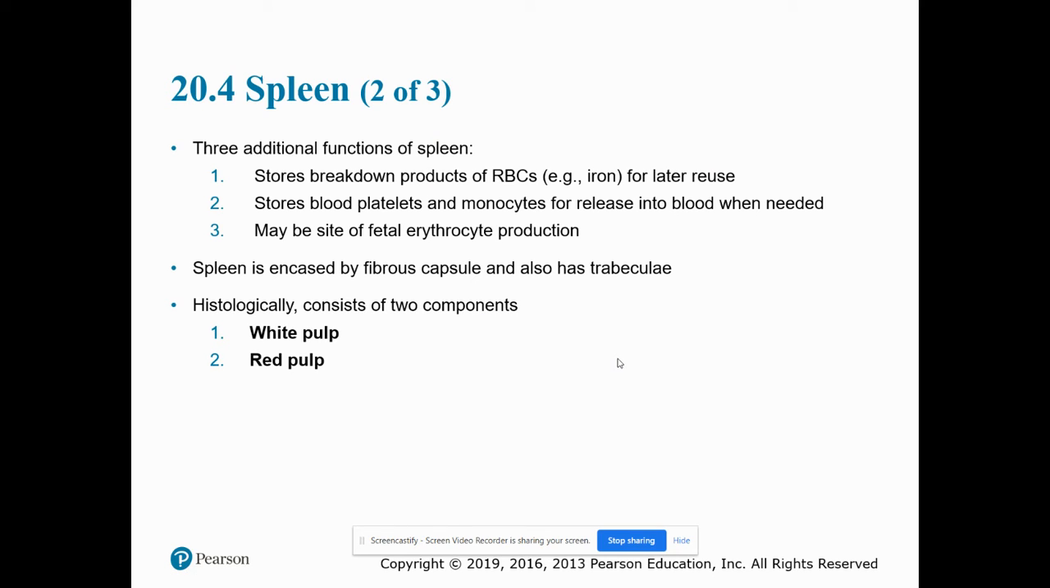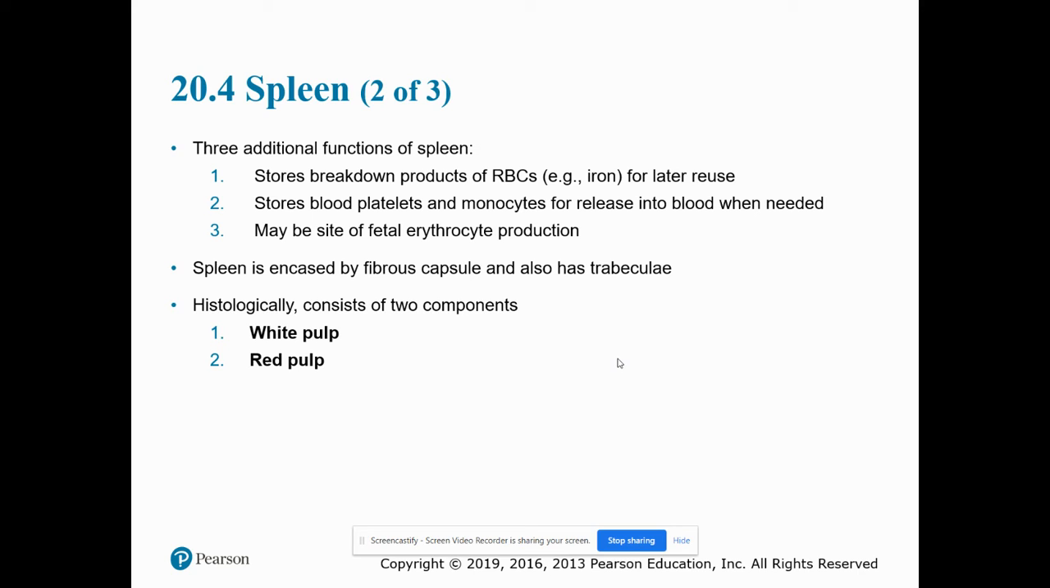There are 3 additional functions of the spleen. One is to store breakdown products of red blood cells, like iron, for later reuse. It also stores blood platelets and monocytes for release into the blood when needed. And it may be the site of fetal erythrocyte production. The spleen is encased by a fibrous capsule and also has trabeculae.